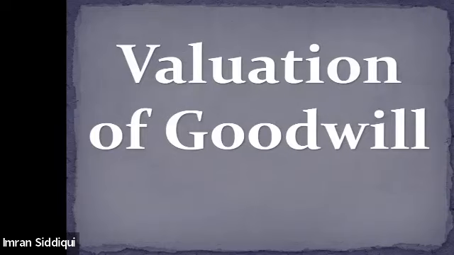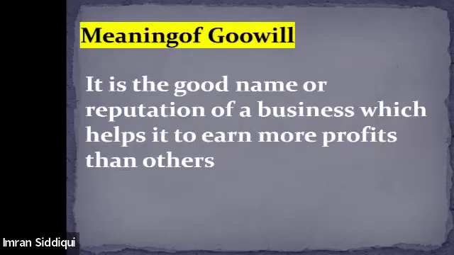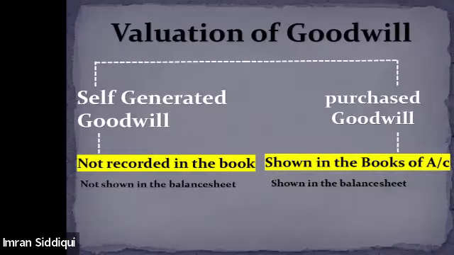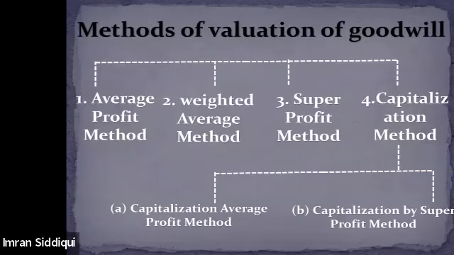All right, so both of you, in the previous session, we were talking about the valuation of goodwill. I've already covered the meaning of goodwill, wherein I've told you that goodwill is the name and reputation of a business which allows a business to earn super profit compared with other businesses. Then I've also told you that there are two types of goodwill, the self-generated and the purchased goodwill. In this topic, particularly, we are talking about the calculation of the purchased or the self-generated goodwill. The valuation of goodwill can be done by applying four methods: average profit, weighted average profit, super profit, and capitalization method.